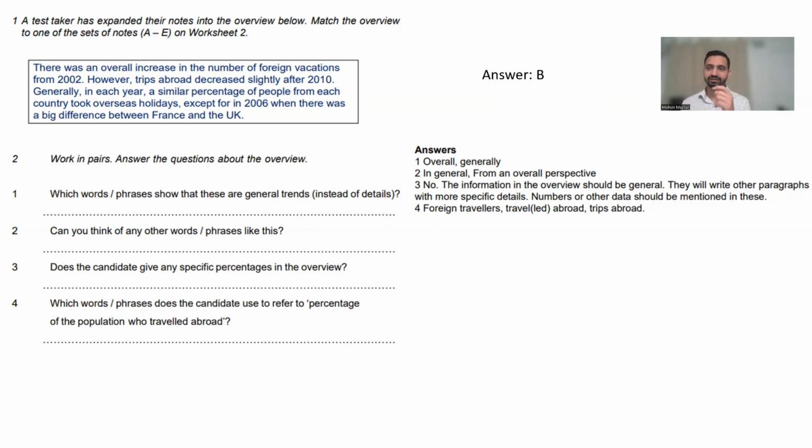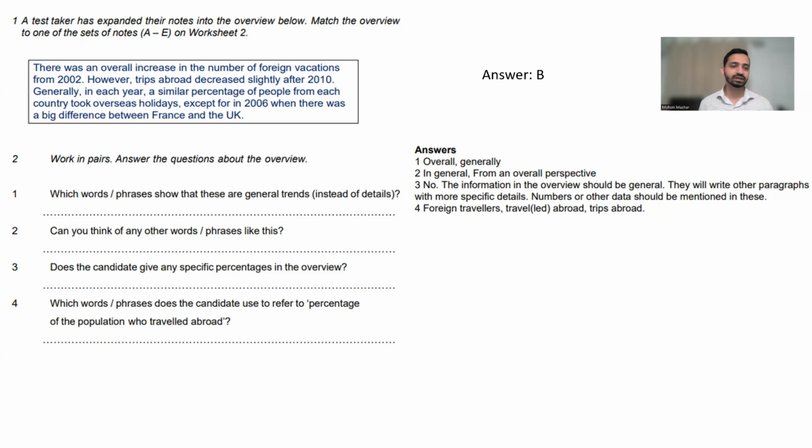Overall, generally. These are the words that you would use to explain general trends, okay? Not the details. And that's what you should be doing in an overview, not the body paragraph, right? Number 2, can you think of any words, phrases like this? Yes, you can also write in general or from an overall perspective, or you could write in summary, right?